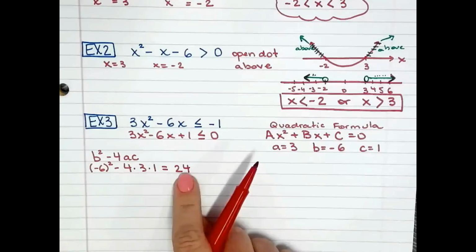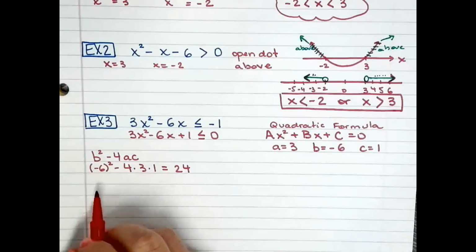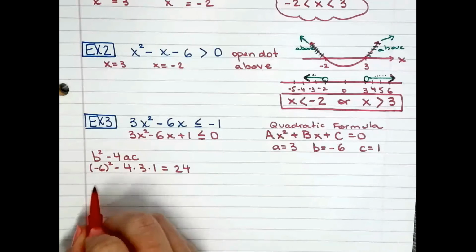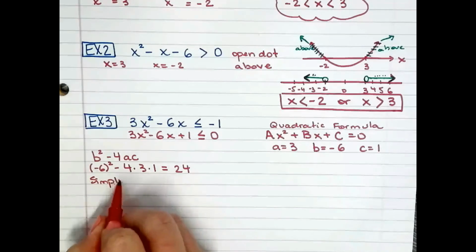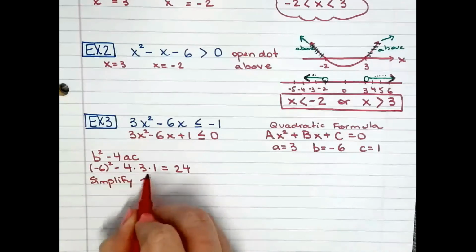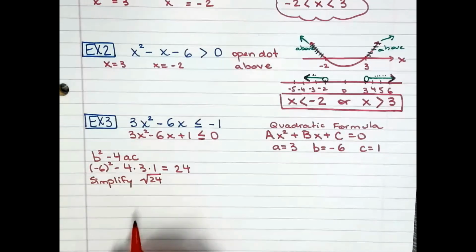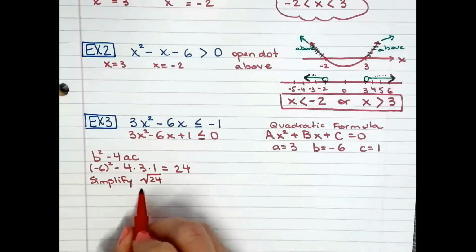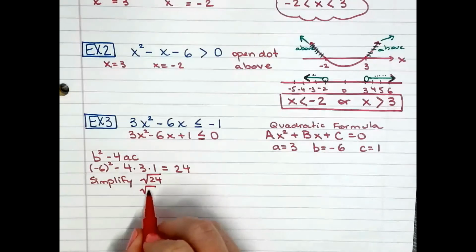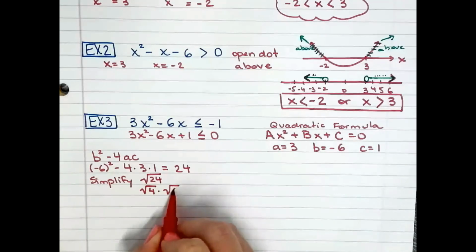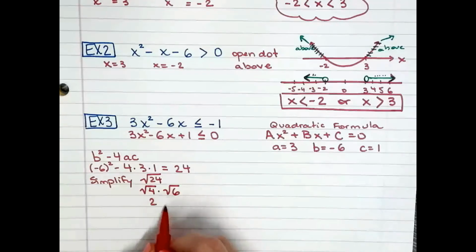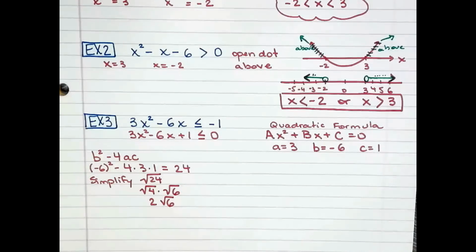You know from the other video when we were solving quadratic functions using the quadratic formula that you will have to eventually simplify this square root of 24. So since we're here, might as well. So you simplify the square root of 24 as 4 times 6 is 24. Square root of 4 is 2. Square root of 6. Okay, so now we just simplified that.